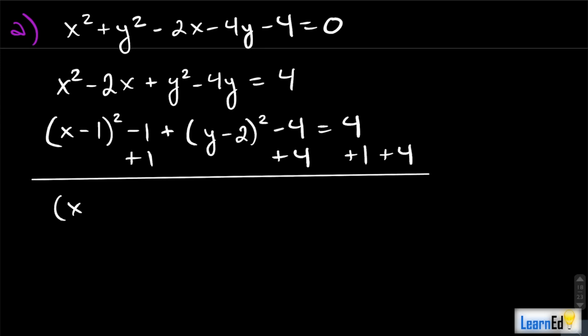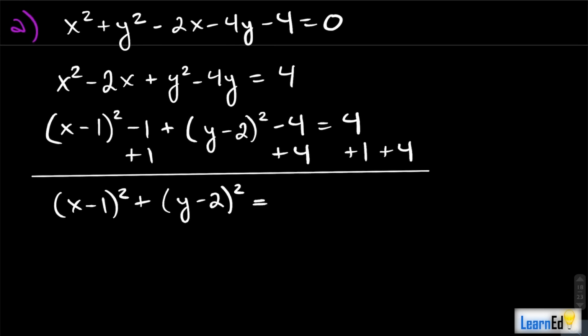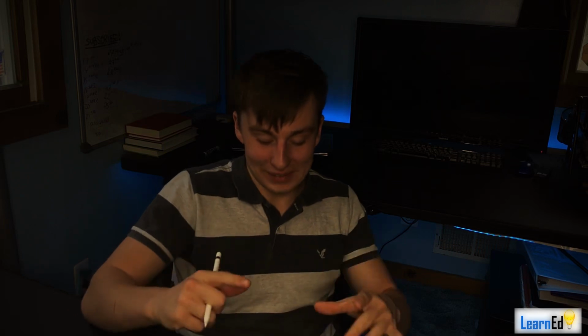And so we get (x minus 1) quantity squared plus (y minus 2) quantity squared equals 4 plus 1 plus 4, which is 9. And by the way, if you're wondering why I'm saying quantity squared, I'm not being pretentious. The reason is so you know that it's not just minus 1 squared, it's x minus 1, quantity squared. Maybe I am being pretentious, I don't know.